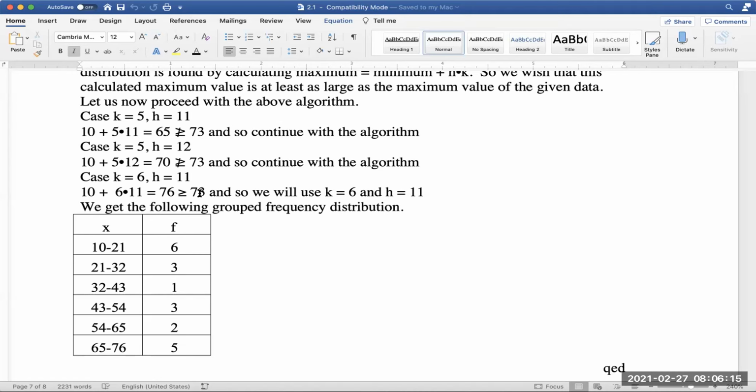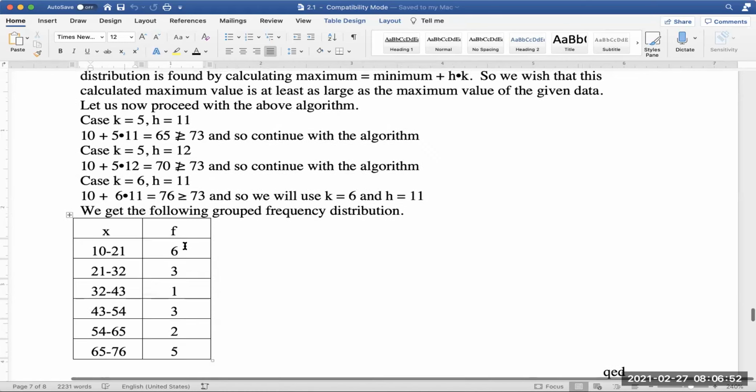Therefore, we should have 6 classes of size 11. And so we start with our lowest data value, 10, plus 11, 21, plus 11, 32, plus 11, 43, plus 11, 54, plus 11, 65, plus 11, 76. And that gives us 1, 2, 3, 4, 5, 6 classes of class width 11.